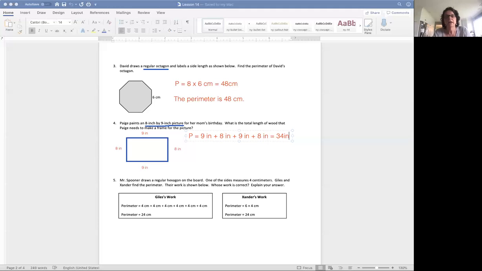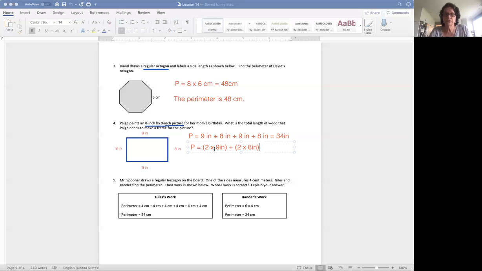All right, now there's another way we could write this number sentence. I see in my number sentence 2 9s and I see 2 8s. There are 2 side lengths that are 9 inches, 2 side lengths that are 8 inches. So I could shorten my number sentence and use some multiplication to help me solve this. I could first start by saying there are 2 sides that are 9 inches. Put that in parentheses. And then to that, I could add the 2 sides that are 8 inches.